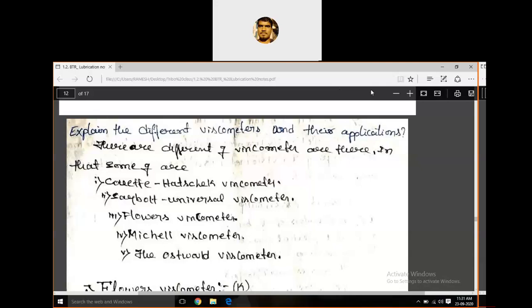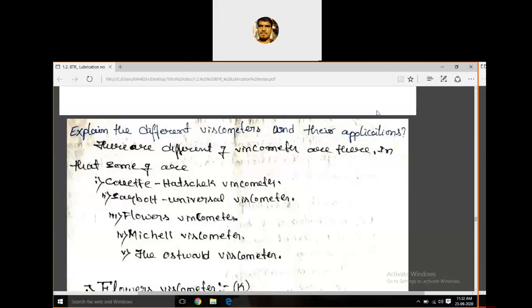Very good afternoon. So today we are going to discuss the different types of viscometer which are used to measure the viscosity of a fluid. Today's topic is different types of viscometers. Mainly there are five different types of viscometer which we generally use to measure the viscosity of oil.